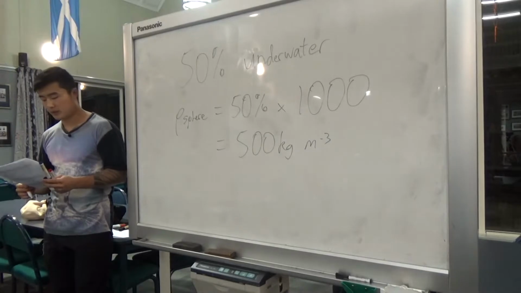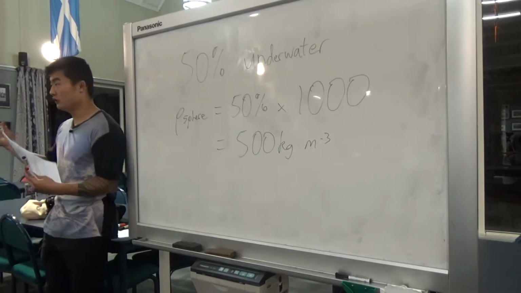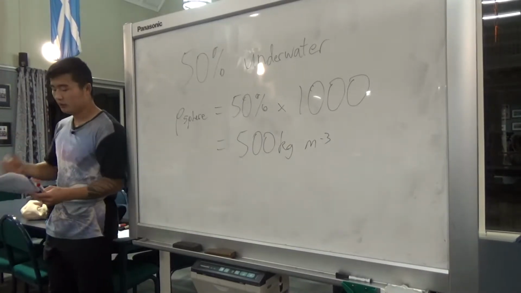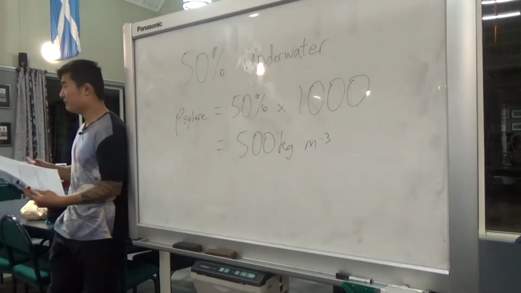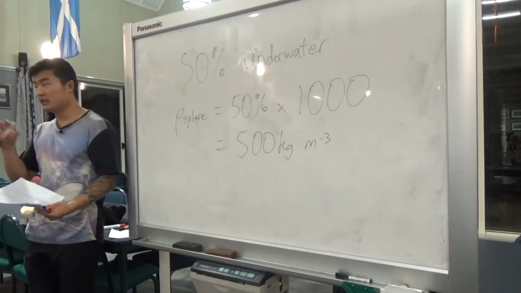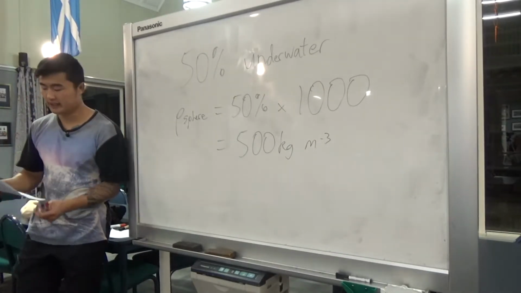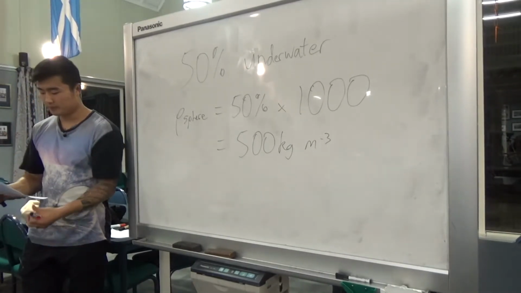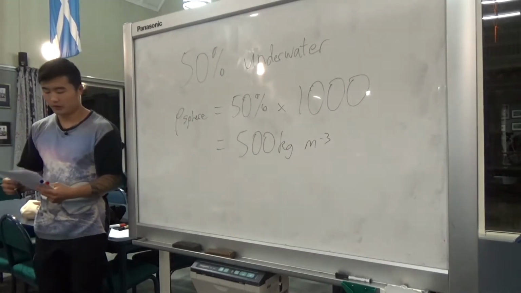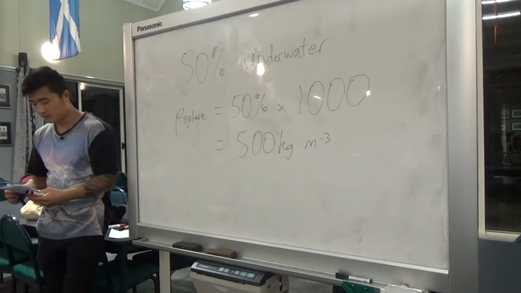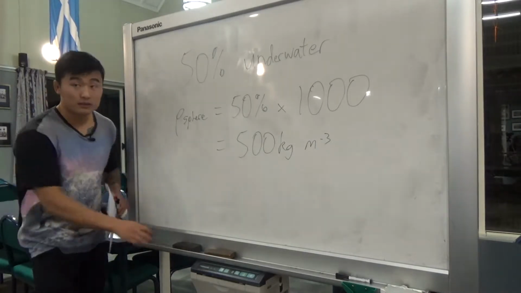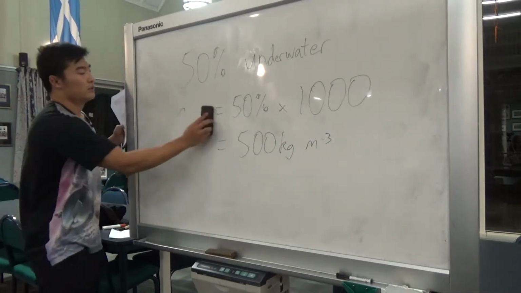Okay. So that's always the case when it's floating. If 20% is underwater, that means that the density of that object is 20% of the density of water. Okay, so that's a good rule to remember.